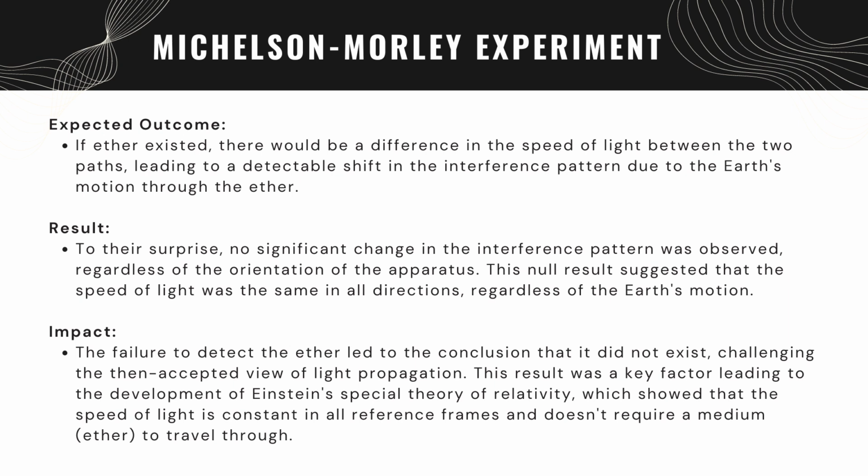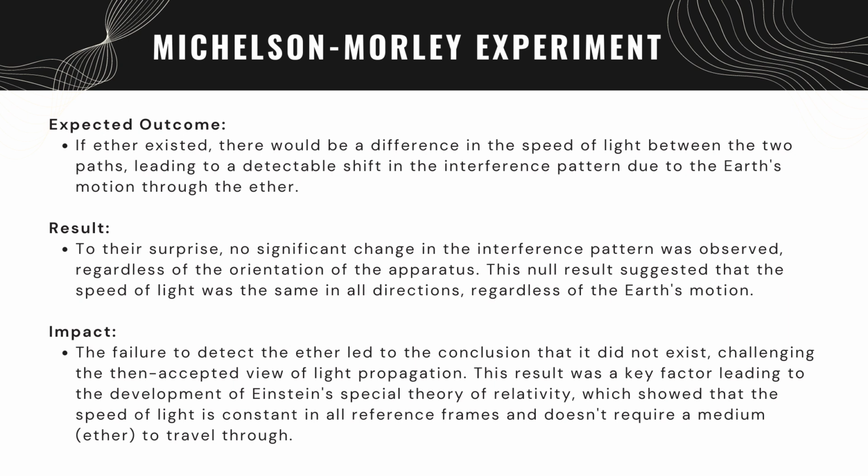Expected outcome. If ether existed, there would be a difference in the speed of light between the two paths, leading to a detectable shift in the interference pattern due to the Earth's motion through the ether. Result. To their surprise, no significant change in the interference pattern was observed, regardless of the orientation of the apparatus. This null result suggested that the speed of light was the same in all directions, regardless of the Earth's motion.